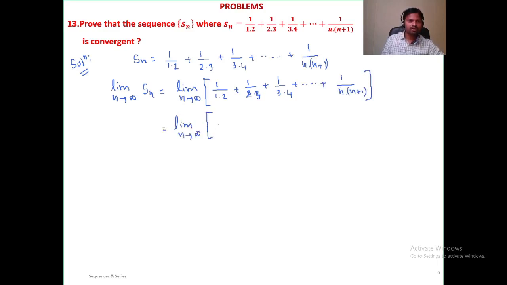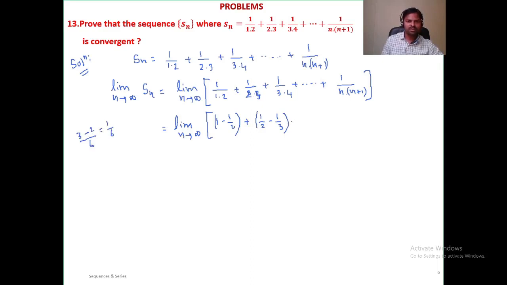Look at inside the bracket. 1 by 1 into 2, I can write as 1 minus half. Check once. 1 minus half. If you take LCM, we need 1 by 2 only. Plus similarly, the second term I will write as 1 by 2 minus 1 by 3. Can I verify once? Let us take LCM. 2 into 3 is 6. 3 ones are 3 minus 2 ones are 2. So you are getting 1 by 6. Look at, I am getting 1 by 6 only, 1 by 2 into 3.